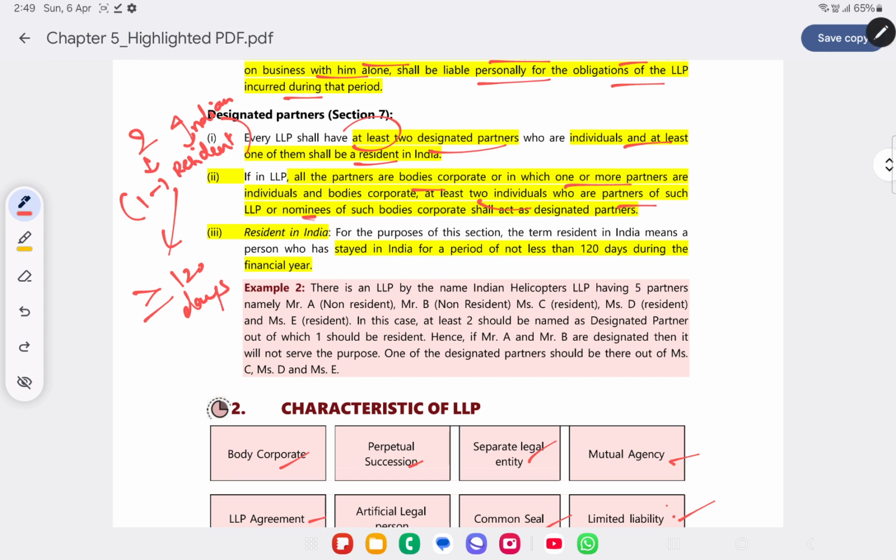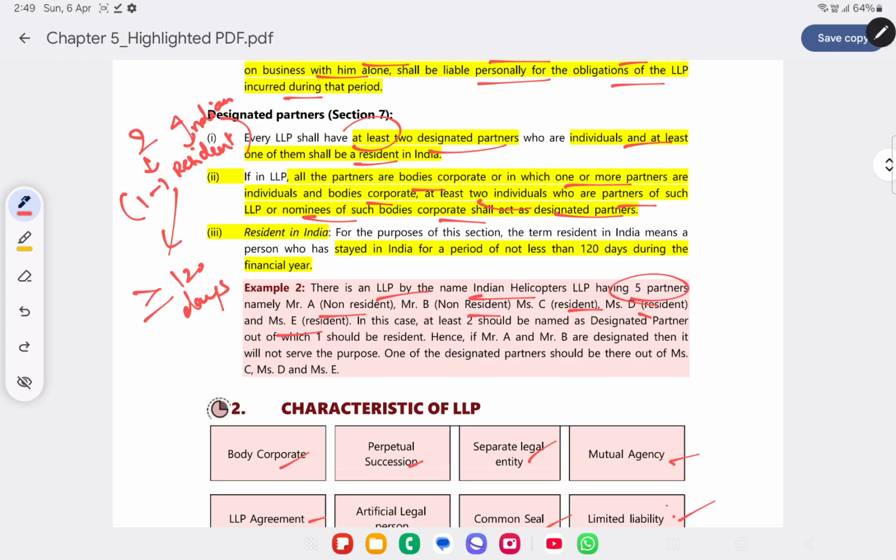What if all the partners are LLP, in an LLP? In that case, partners of that LLP can be designated partners over here. So generally, at least 2 designated partners will have to be there in an LLP, and out of them 1 will have to be an Indian resident. So we have an example over here. There's an LLP by name Indian Helicopters LLP. There are totally 5 partners: Mr. A, Mr. B, Miss C, Miss D, and Miss E.